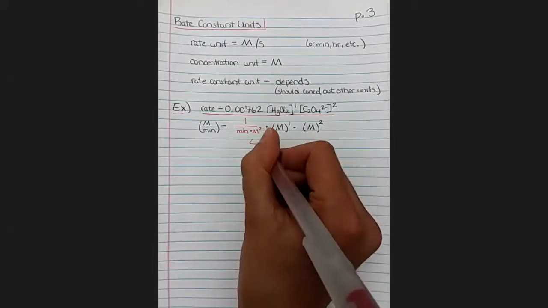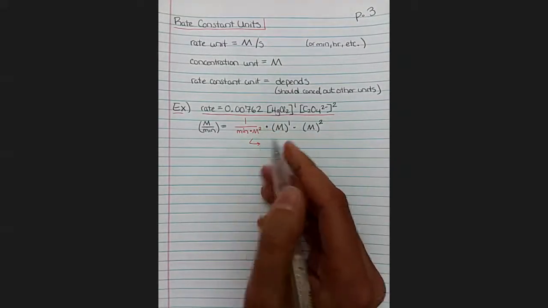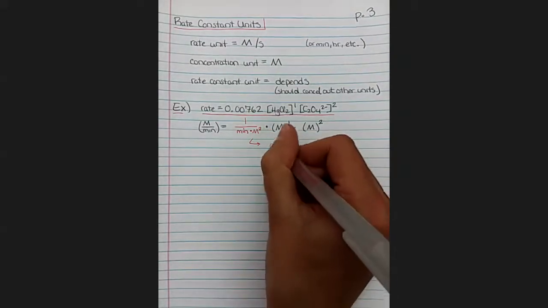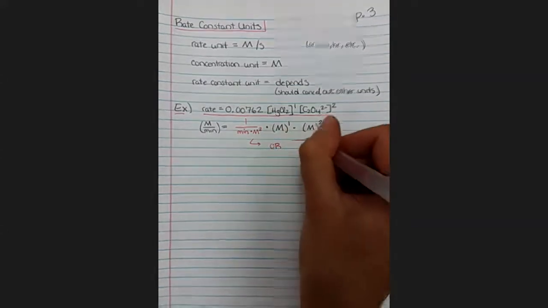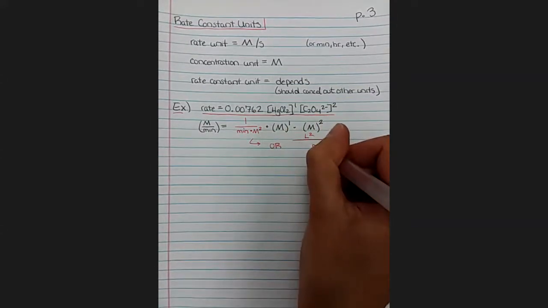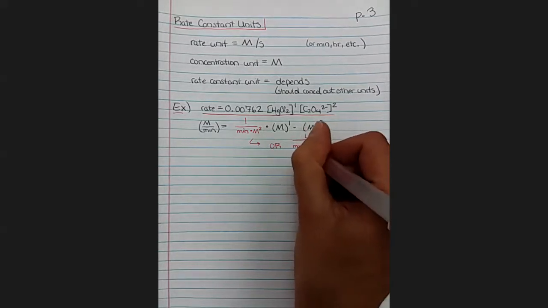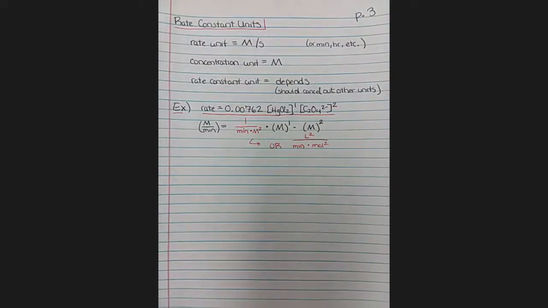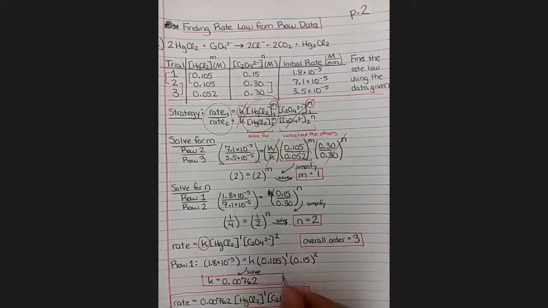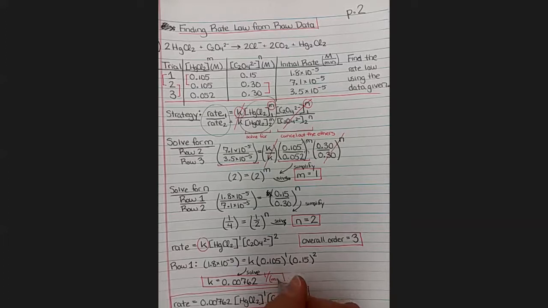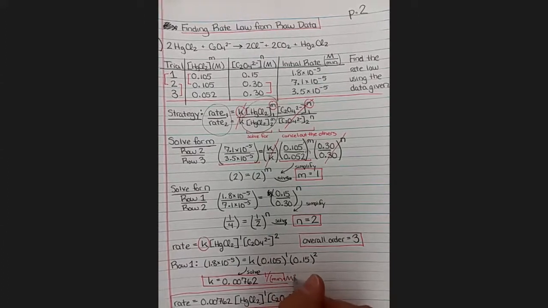If you don't like the way that looks, if you want to write molarity as moles per liter, you can also write it as liters squared per moles squared per minute. Also an acceptable answer. Units. So let's go back and add in the appropriate unit. 1 over minutes. Oh, I didn't leave a big enough box. We tried.